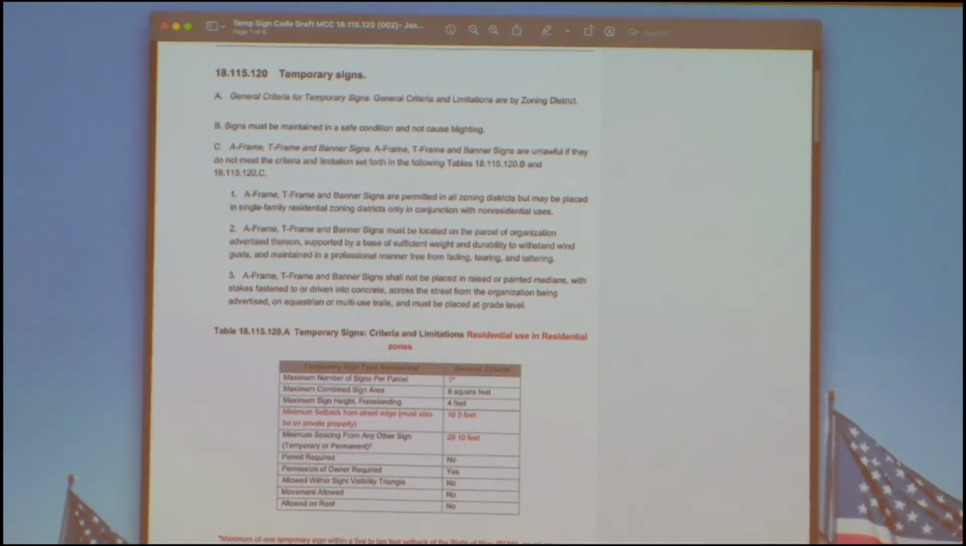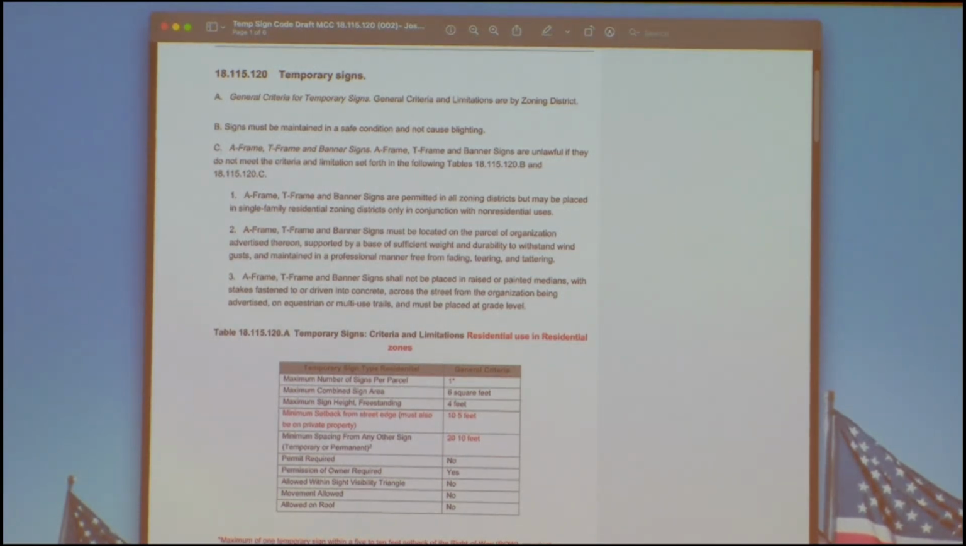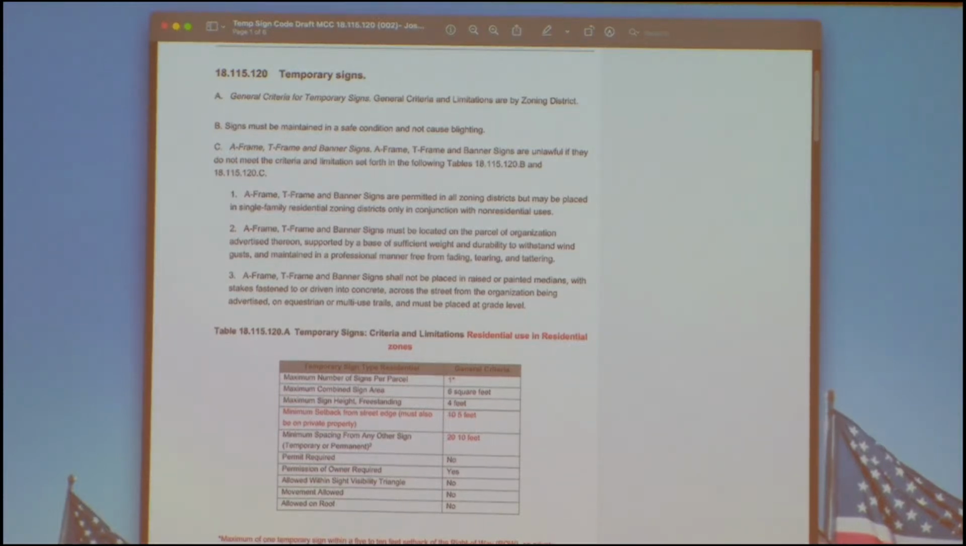And with that, the residential use in residential zones, we kept it pretty similar with the addition of putting one temporary sign within 5 feet of the setback, and then up to 4 signs within 5 feet of the structure. What this is doing is we're not wanting to infringe on yard decorations, and unfortunately some of these yard decorations, whether they say welcome or some other symbol, we have to read them as signs because we can no longer read content.